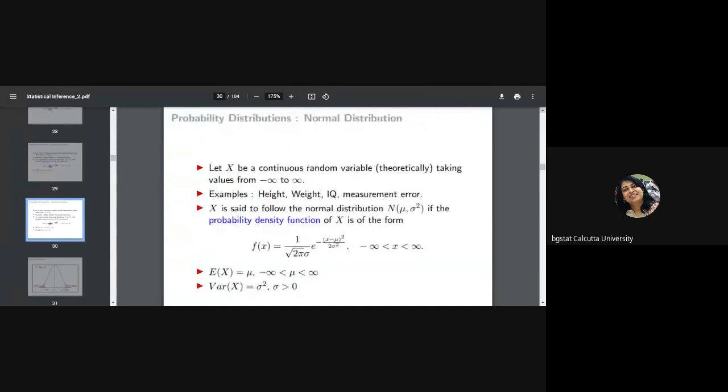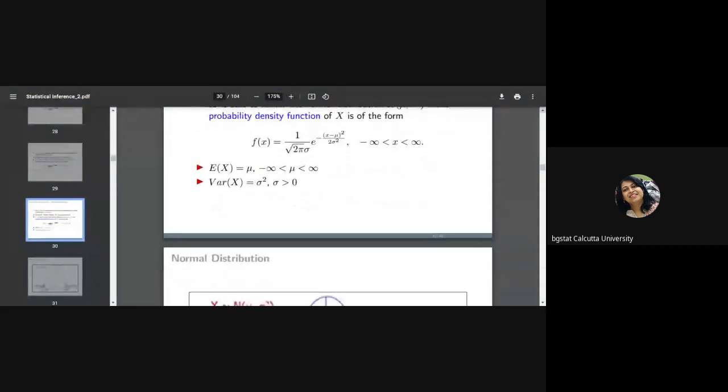Now, for the probability mass function, we saw that f of x was f of small x. It was the probability of the random variable capital X taking the particular value small x. So if I calculate the value of f at 5, it means what is the probability that my capital X takes the value 5. So this only holds for discrete random variables.